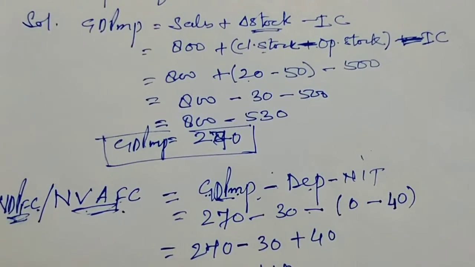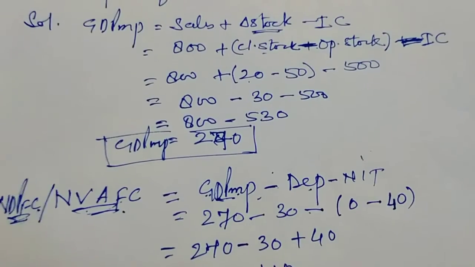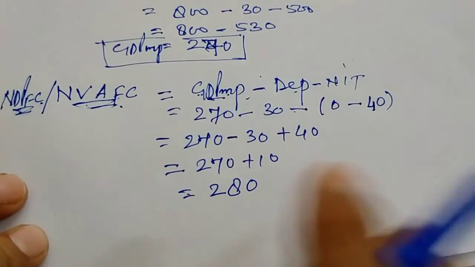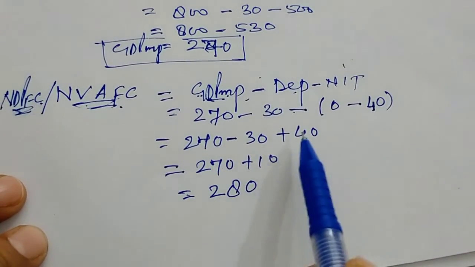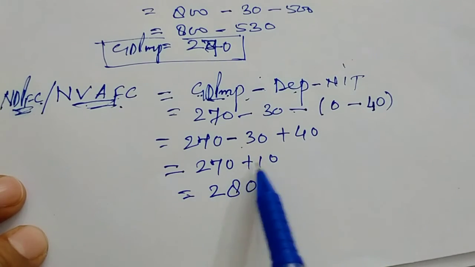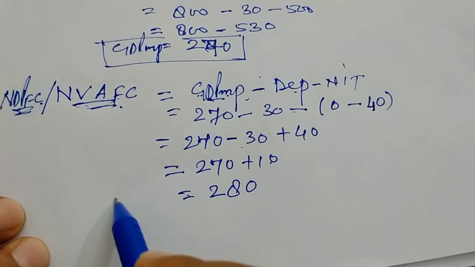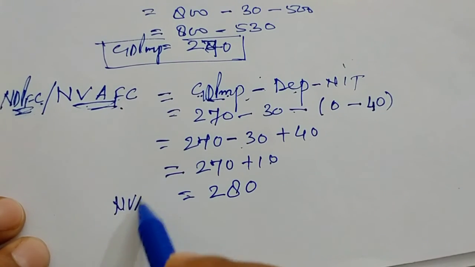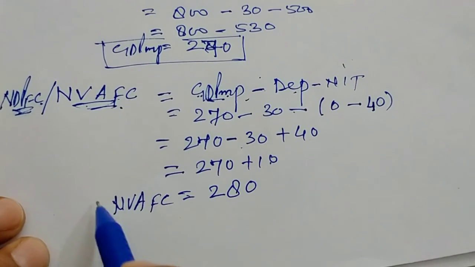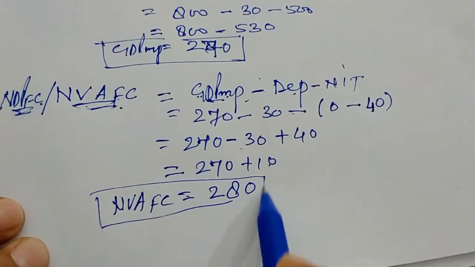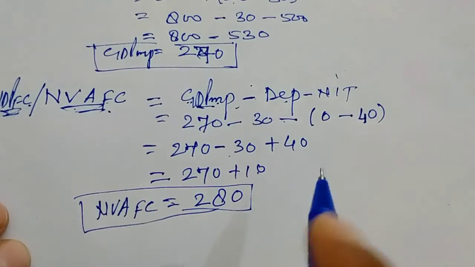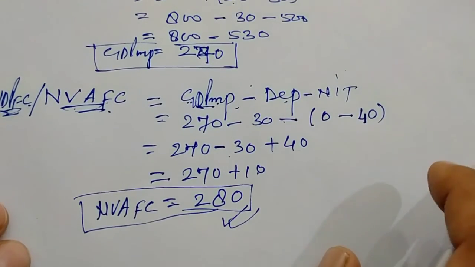So 270, and the difference of these two is plus 10, so the summation is 280. So our NVA at FC will be this amount. Okay children, this is our answer.